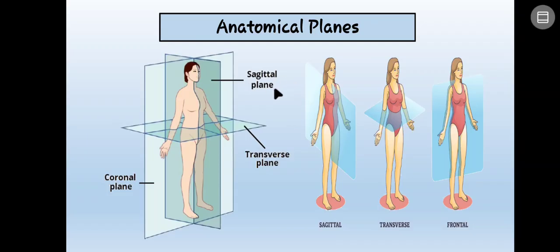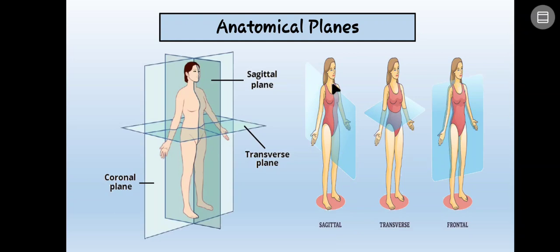We have the sagittal plane or the lateral plane, the coronal plane or the frontal plane, and then the transverse plane. The sagittal and the coronal planes are both vertical planes. So you could see vertical planes, meaning those planes run from top to down. You could see the frontal plane also runs from top to down.